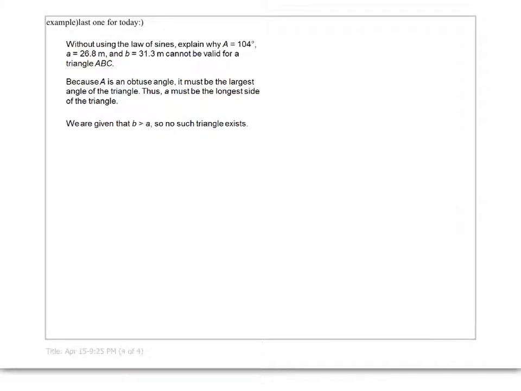Okay, and here it comes. Let me read it with you. Last one for today. Without using law of sines, explain why 104 degrees for angle A and little a 26.8 and little b 31.3 cannot be a valid triangle. Now, I happen to have the answer in here. Because angle A is obtuse, it must be the largest angle of the triangle. Thus, little a has to be the longest side of the triangle. And we're given that b is bigger than a, so no such triangle exists.